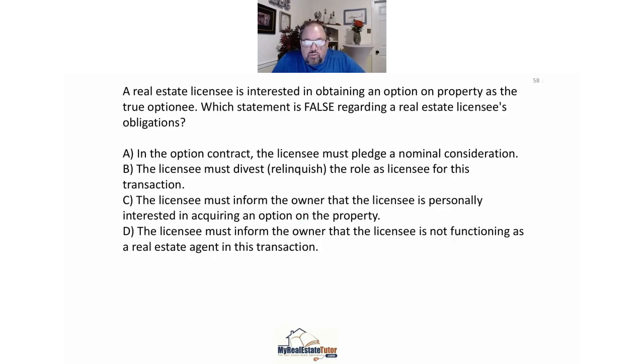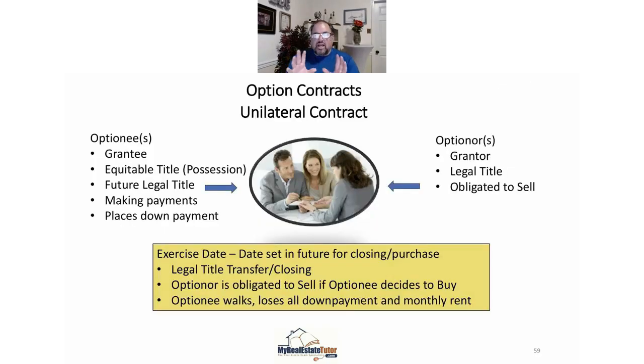All right, next question. A real estate licensee is interested in obtaining an option on property as the true optionee. Which statement is false regarding a real estate licensee's obligation? Okay. So you have to step back here and understand what an option contract is. So let's go into some explanation first. Let's look at an option. Forget the licensee. Let's look at an option contract.